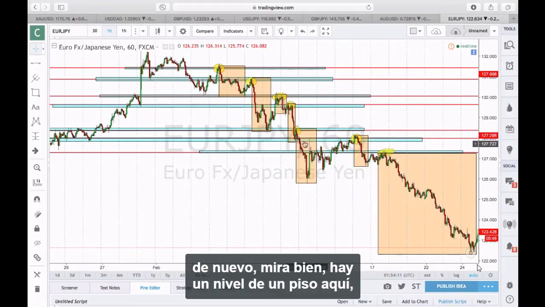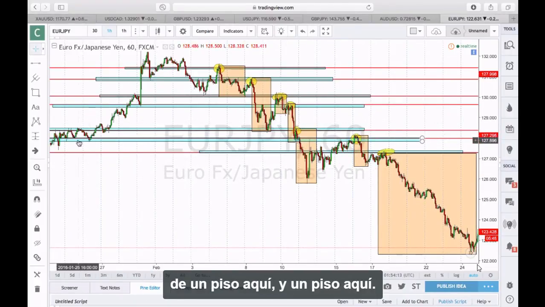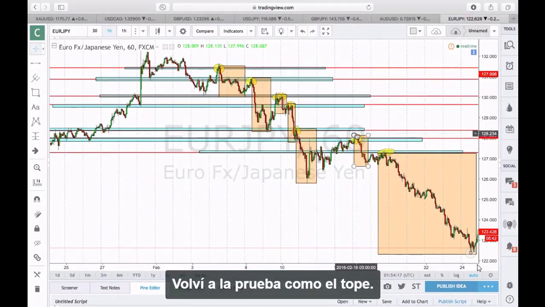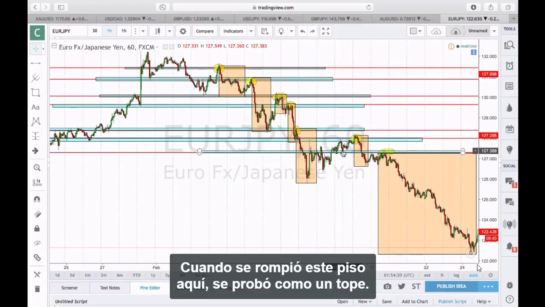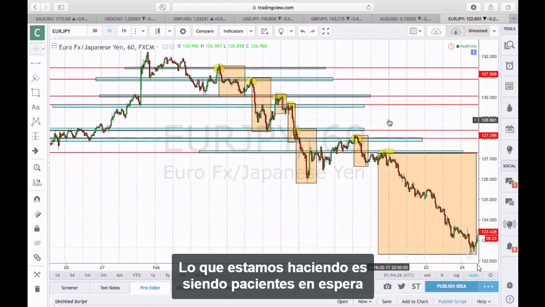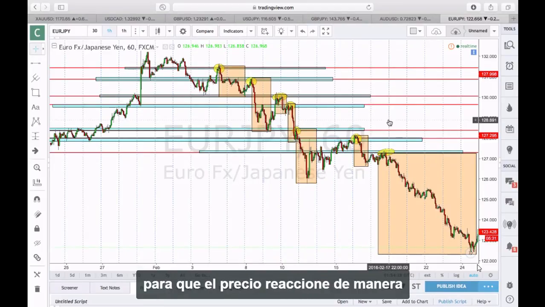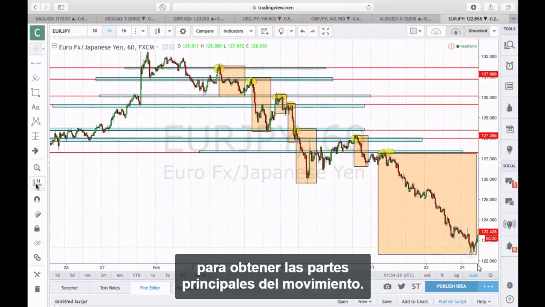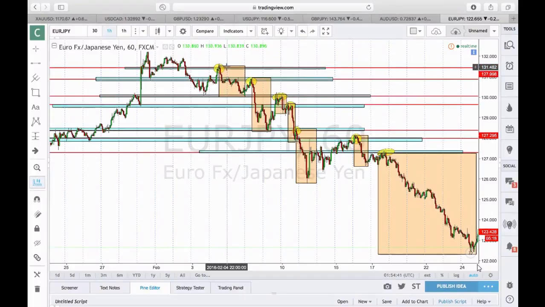Price broke this area and started to continue all the way back up. Well, look, there's a level of a floor here, and a floor here. It came back up to test as the ceiling. When it broke this floor right here, it tested as a ceiling. That is the power of pullbacks. What we're doing is being patient and waiting for price to react so that we can respond in the markets and capture our piece of market structure. As you can see, just from pullbacks alone, you're able to obtain the major parts of the move.